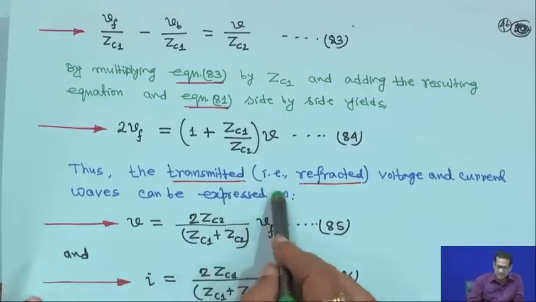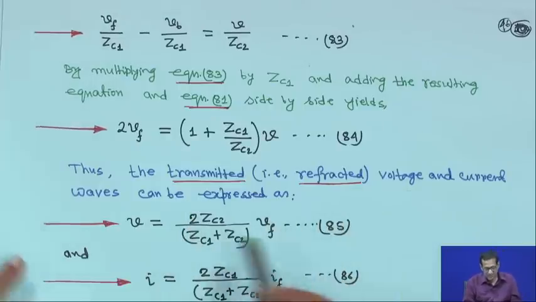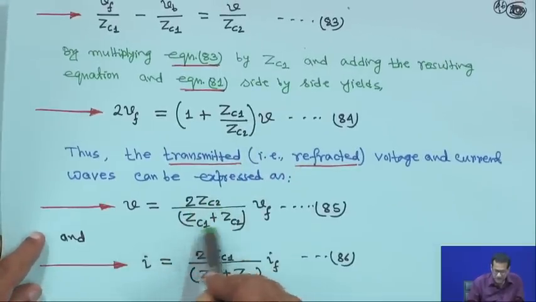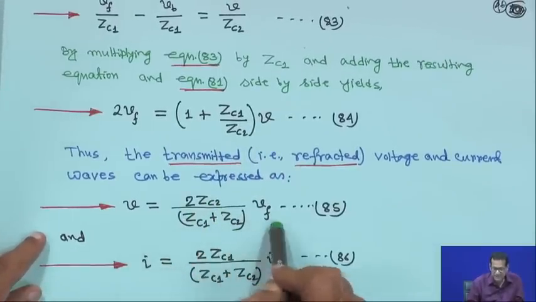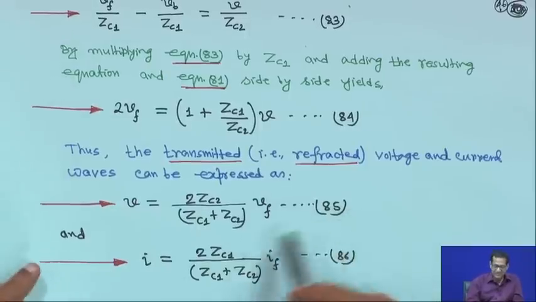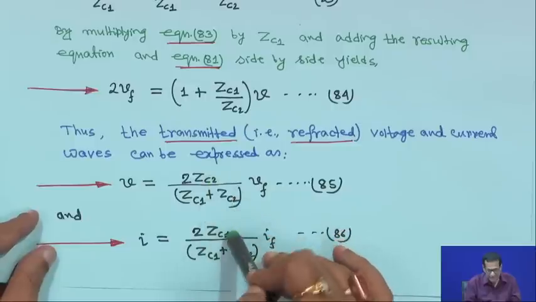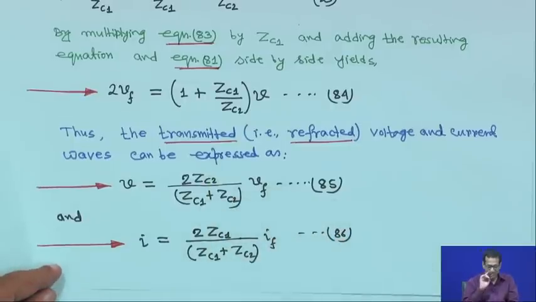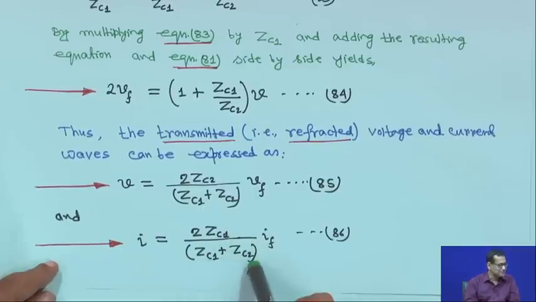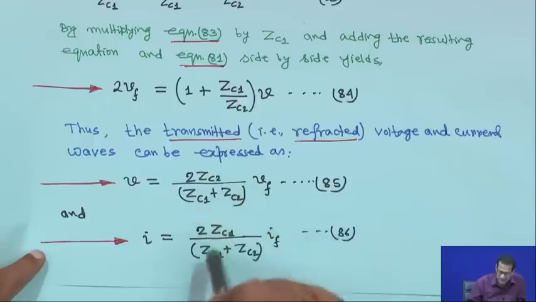Thus, the refracted or transmitted voltage and current waves can be expressed as follows. From this equation you will get V is equal to 2 Zc2 upon Zc1 plus Zc2 into Vf, this is equation 85. Similarly, for the current you try yourself using the same expressions, only the Zc2 will be replaced by Zc1, just opposite, because I is equal to 2 Zc1 upon Zc1 plus Zc2 into If. Therefore, this is for the voltage and this is for the current.